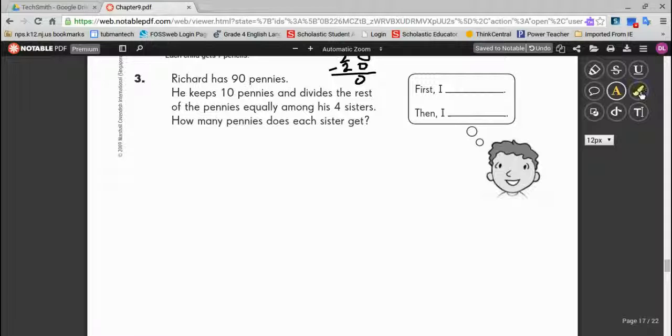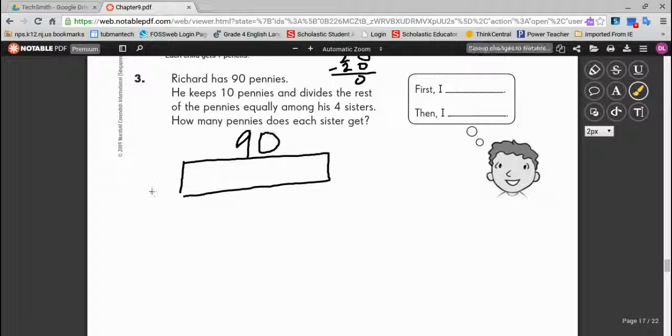Richard has 90 pennies. I'm going to first draw a bar model for Richard for the 90 pennies he has. So here's my 90 pennies of Richard's. I'm putting R for Richard. There you go. He keeps 10 pennies and divides the rest. So in my 90 pennies, he's going to keep 10 of them. So here's my 10 pennies he keeps. And he's going to divide the rest of these equally among his 4 sisters. So first of all, we have to figure out how much he gives his 4 sisters. So if we have 90 and we're splitting it between 10 and a blank, we know we are subtracting.